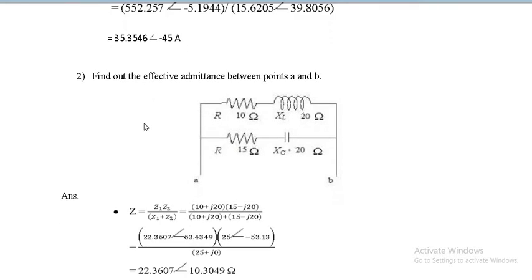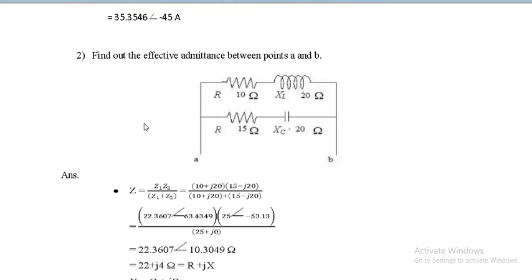The second question is, find out the effective admittance between points A and B. That means you just have to find out the admittance, that's all. Instead of doing it as V y is equal to V1 Y1 plus V2 Y2, let us follow the same path as we have followed till this class, that we always find out impedance. We are more comfortable with impedance rather than admittance, isn't it? So do it the impedance way rather than the admittance way.